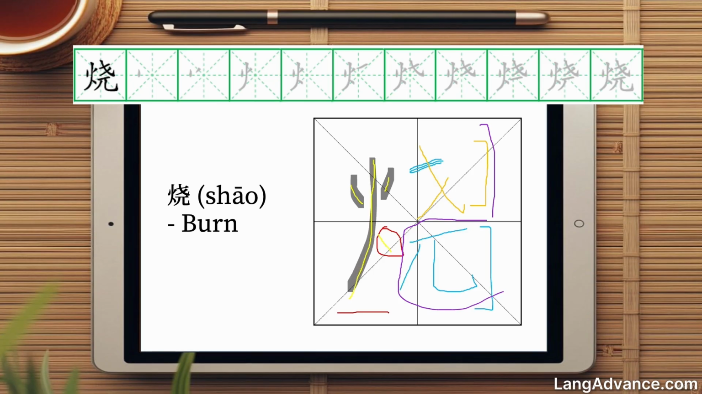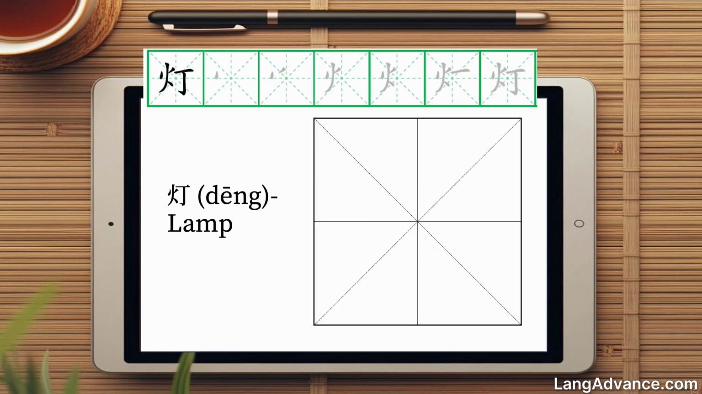Our fire, shao, burn. Lamp, in the olden days they needed fire, so that's why we have the fire. This is a much easier one. The previous one, shao, well, as long as you like barbecue, shao kao, you will recognize it immediately. But anyway, now let's talk about deng, which is lamp. Compared to the previous shao, it's much easier. You have the fire and you have something that looks like a T with a hook.